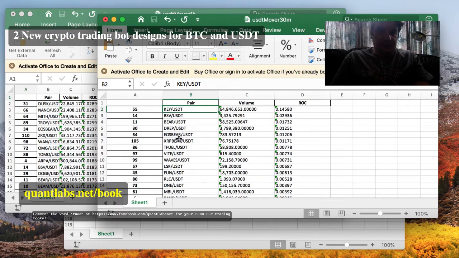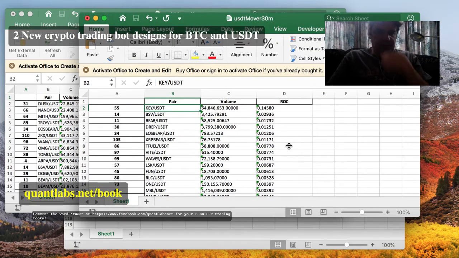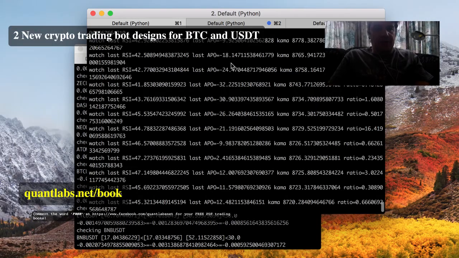And then there's also these other weird pairs like EOS, Bear, XRP, Bear against Tether. I'm not going to trade those. Well, I might trade them, it just depends. These are early days for this particular bot. So let me show you that bot here.